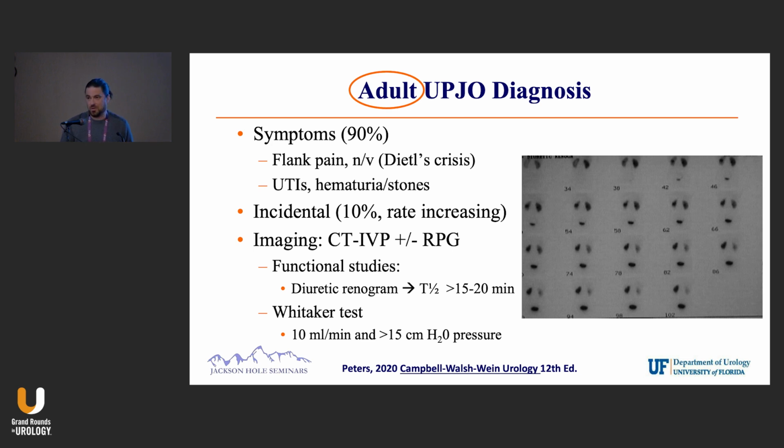So I want to focus on that and just mention diagnosis. The symptoms, again, about 90% of these when they present are symptomatic. Flank pain, these people think they're passing a stone. They come to the ER and they actually have UPJ obstruction.